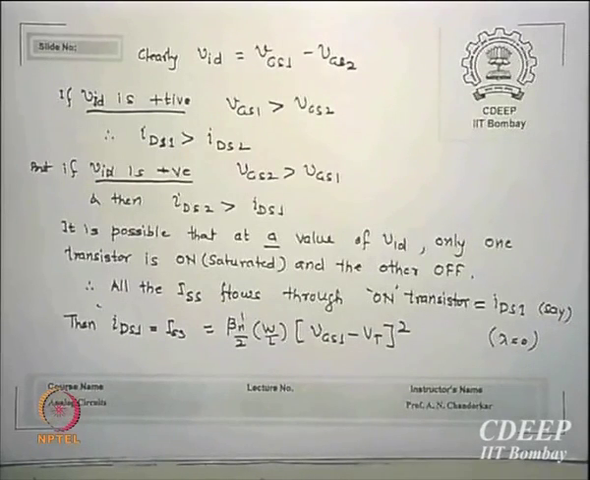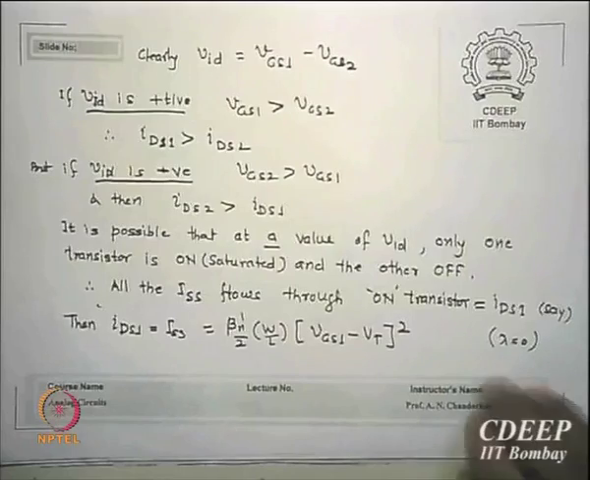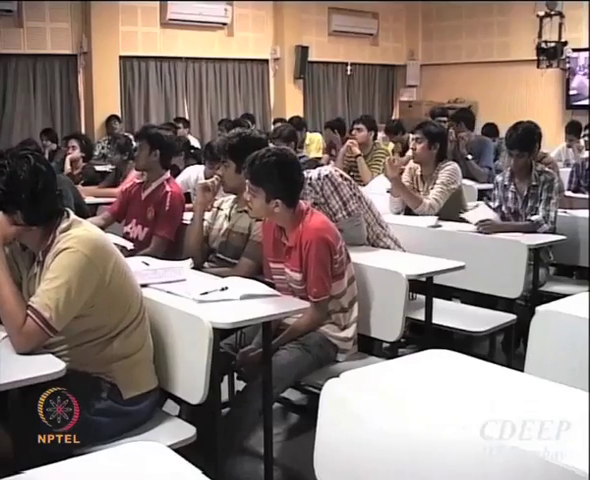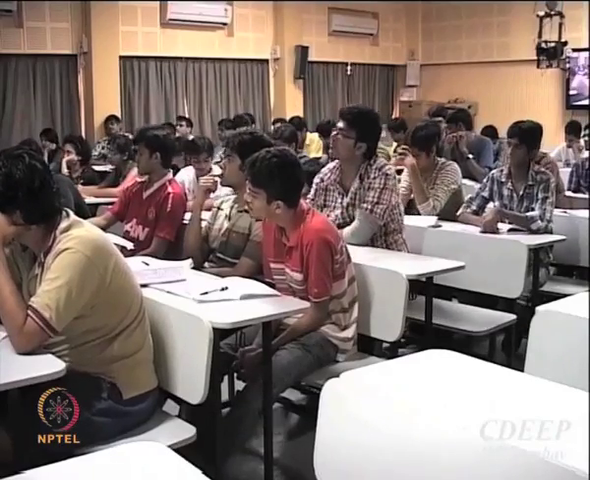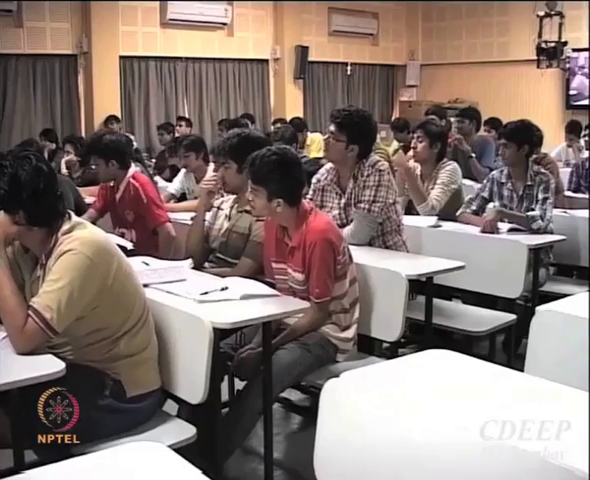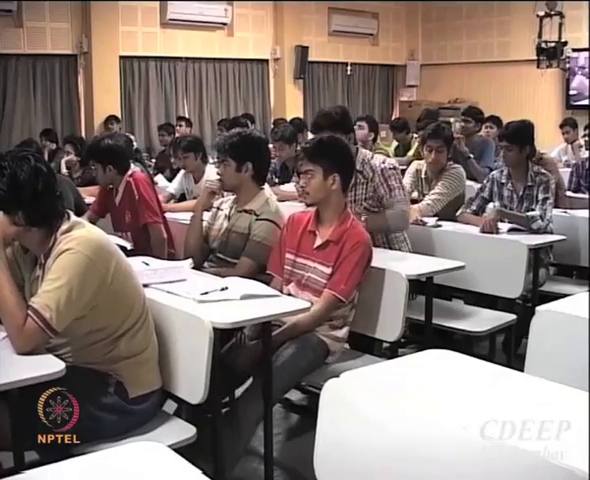If I change VID such that VGS1 starts increasing and VGS2 becomes small, then VGS2 may go below VT, the M2 transistor may switch off, and M1 will draw the full current ISS. Or vice versa can happen. If I make VID more negative, then M2 will take all the current and M1 will be switched off. So there will be some maximum and minimum VID at which one of the transistors will draw full current. Is that correct? So let us wait for that expression.